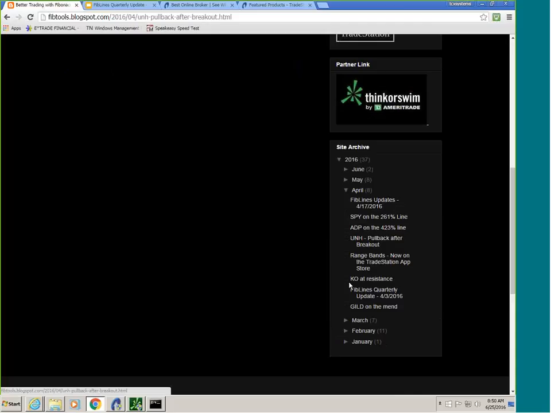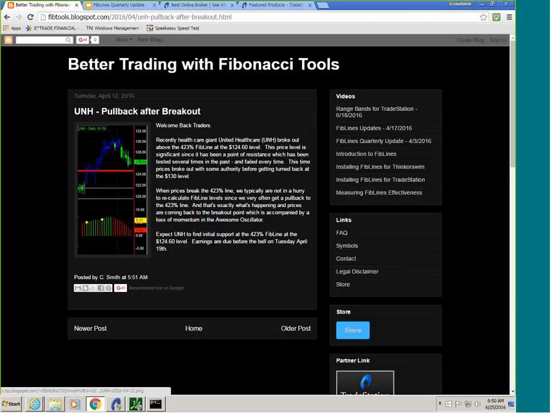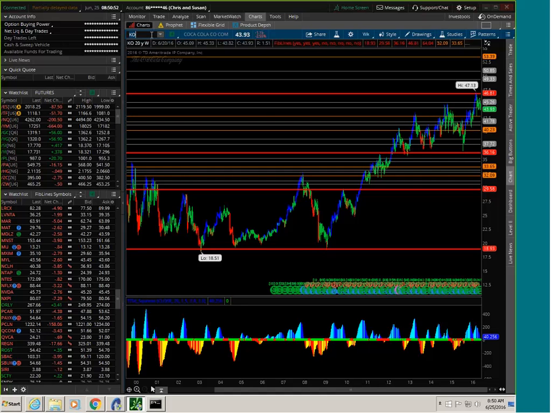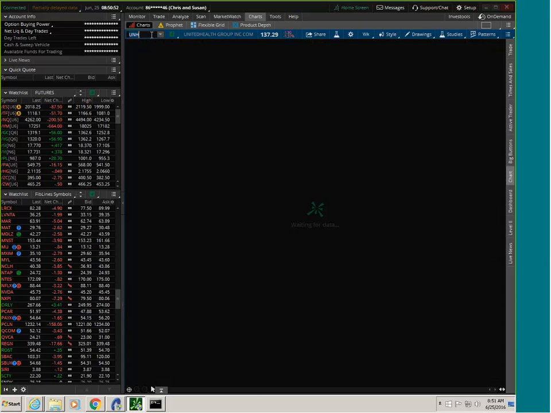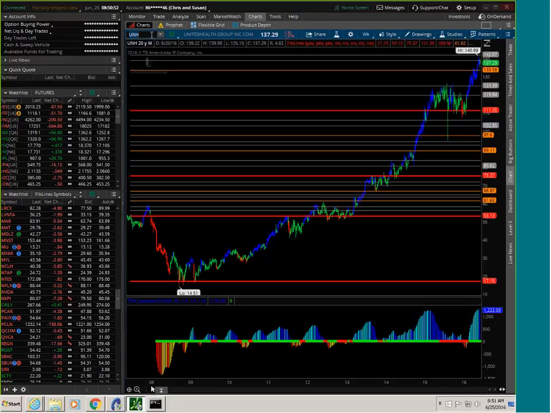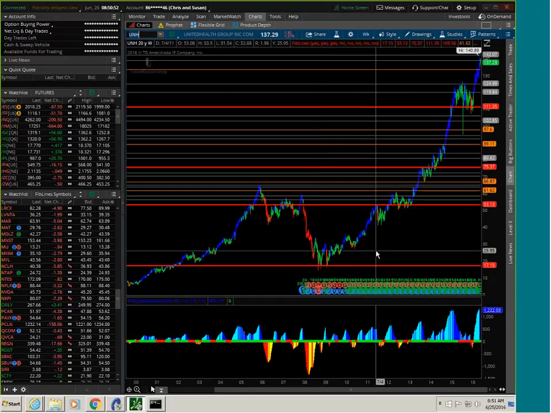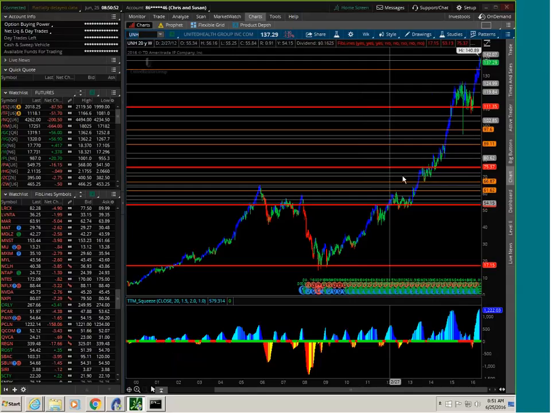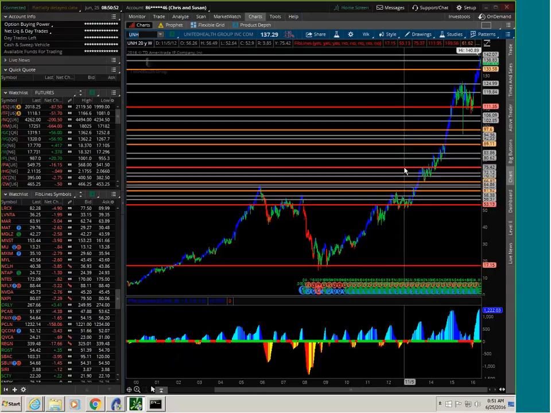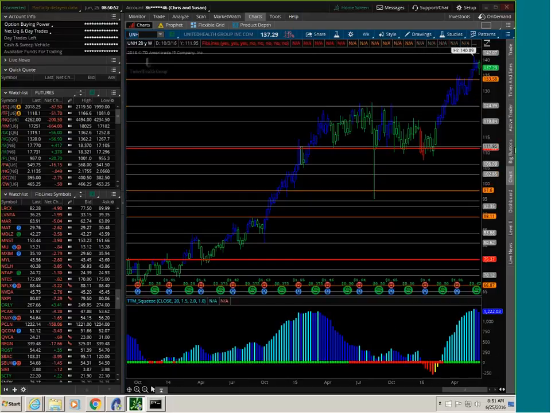I reinterpreted this one. It had previously exceeded the 423% line to the upside, so I reinterpreted that at a larger time frame. And we can see now that my Elliott wave one started over here in 2008 at the lows and made a high over here in 2011. And since then, we had some resistance here at the 161 line, at the 261 line. And now we have some further upside action, I think, in UNH.